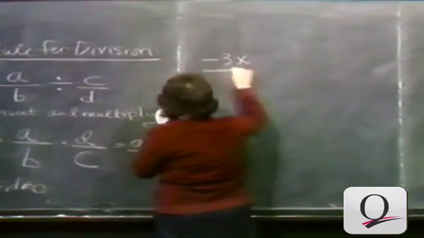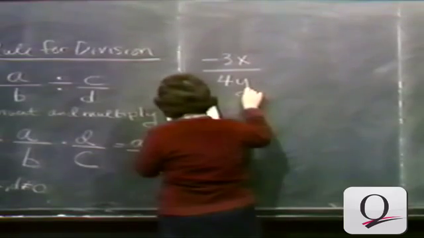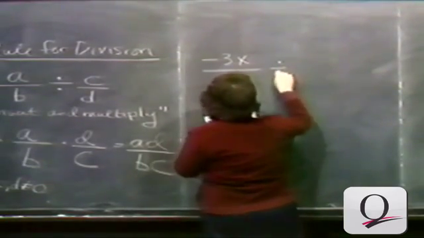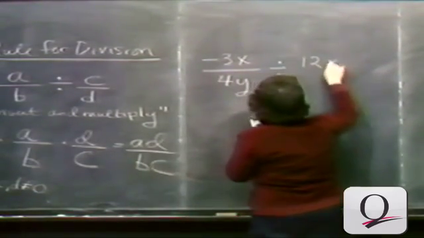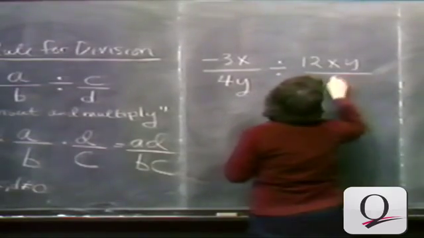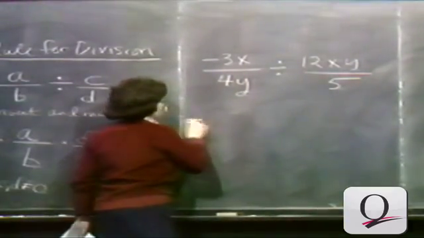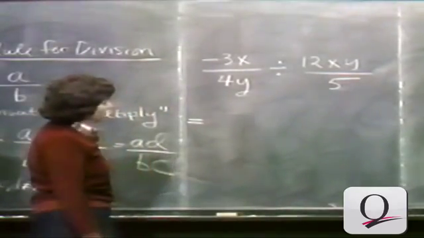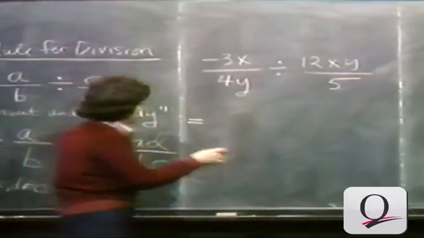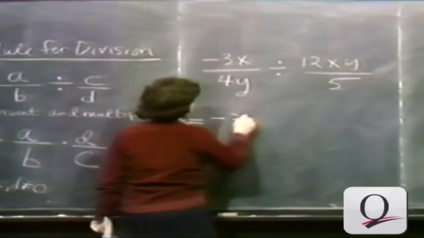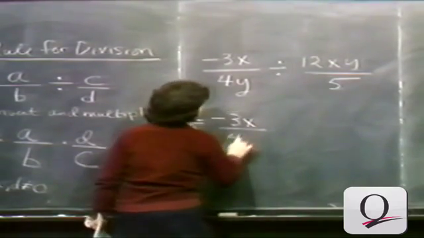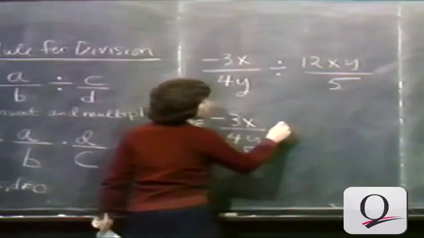Minus 3x over 4y divided by 12xy over 5. Okay, we want to divide these two fractions, so what we do is we invert the second fraction here and we multiply.